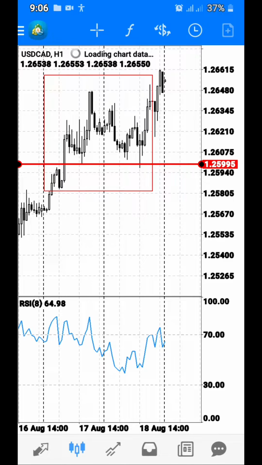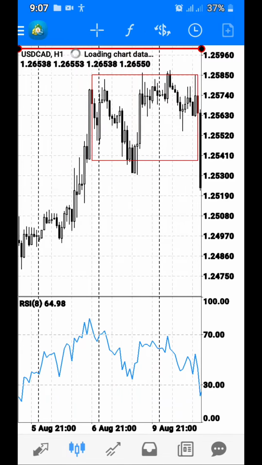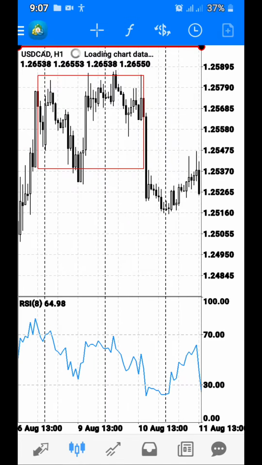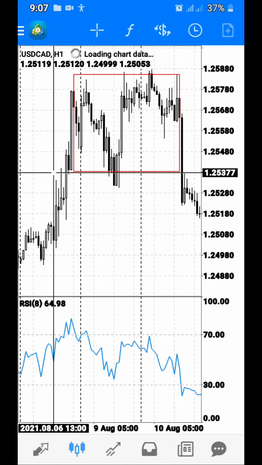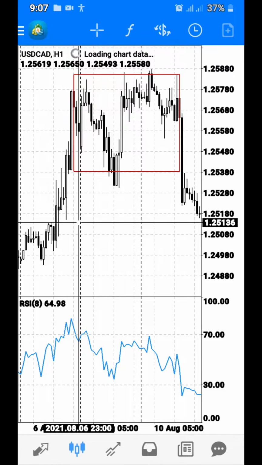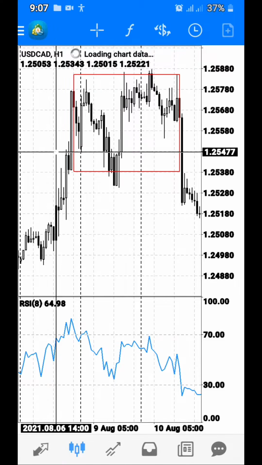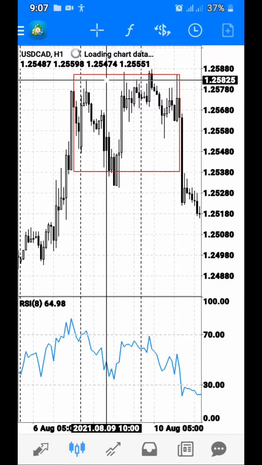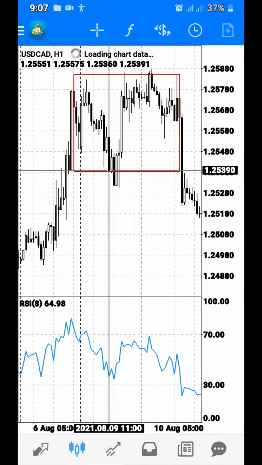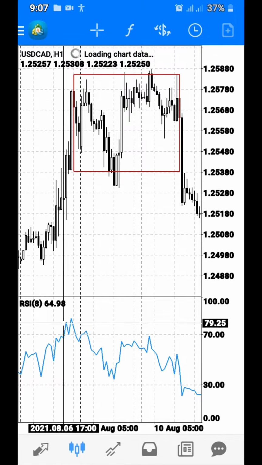So let's see if we can get an example where the strategy worked very well. Let's get into it. Let's look at this point. You can see here, the first thing that we talked about is the market structure. You can see the market making higher lows, higher highs. But let's look at the indicator.